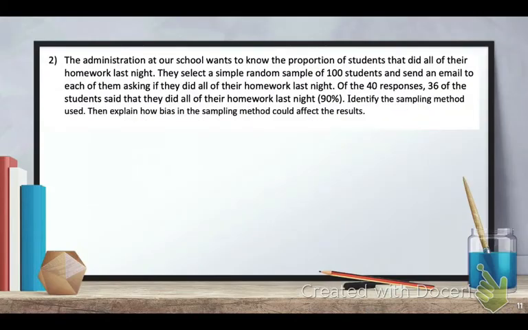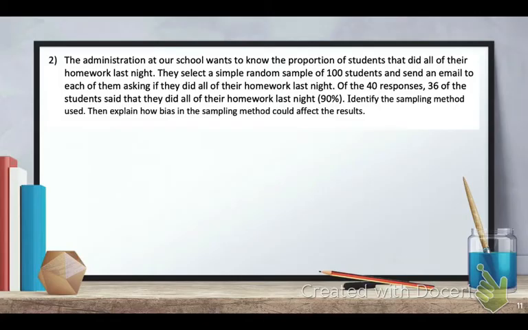The administration at our school wants to know the proportion of students that did all their homework last night. So they select a simple random sample of 100 students and send an email to each of them asking if they did all their homework last night. Of the 40 responses, 36 of the students said they did all their homework last night. That's 90% of students saying that.